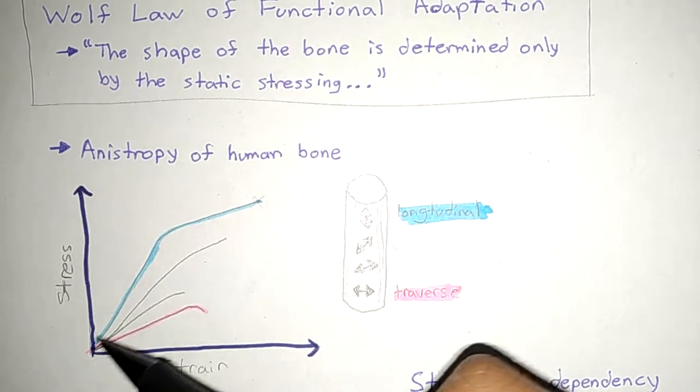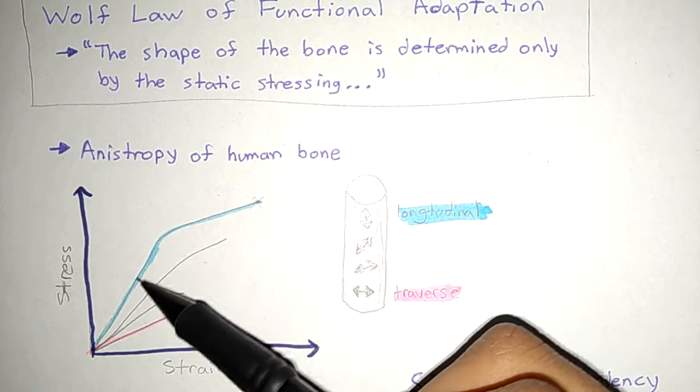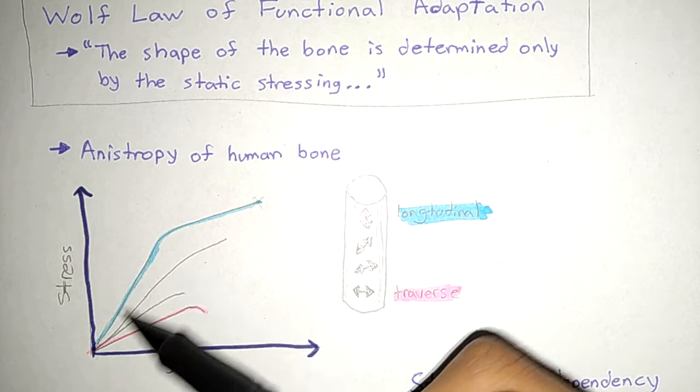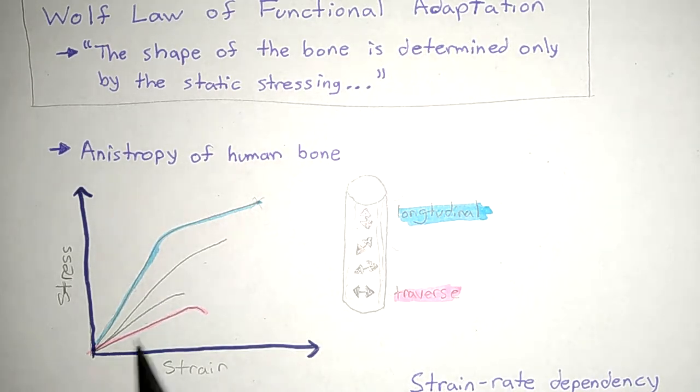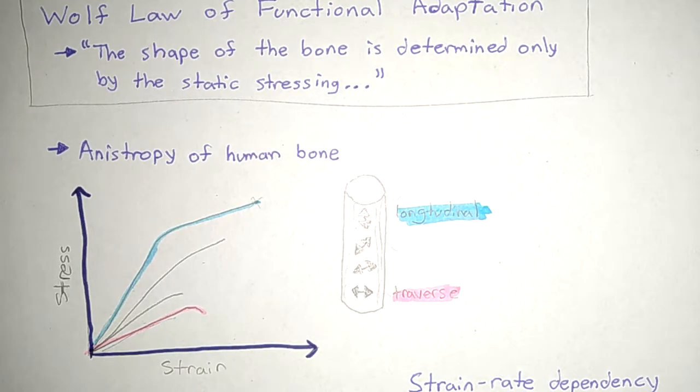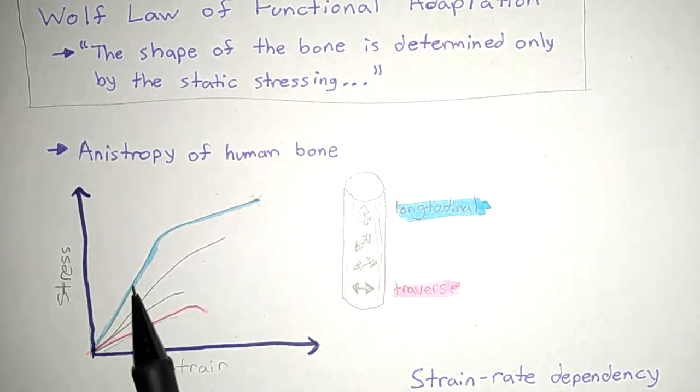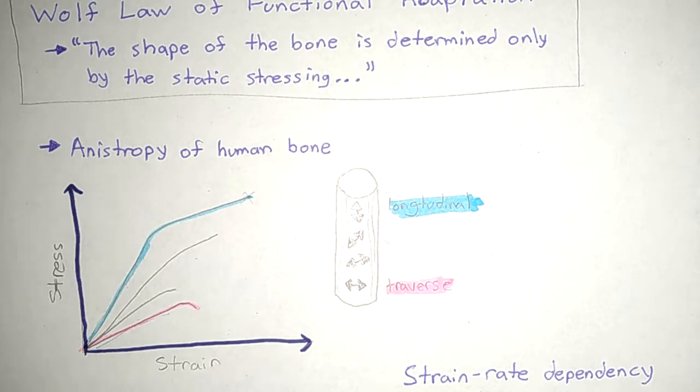As you can see, this longitudinal curve over here, the elastic portion, is much steeper than, say, the transverse side, which means that this is a lot harder or stronger, so to speak.